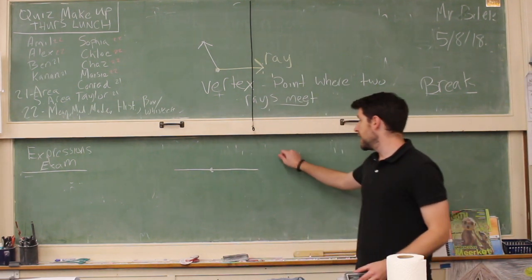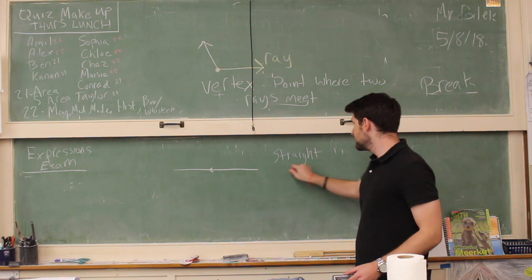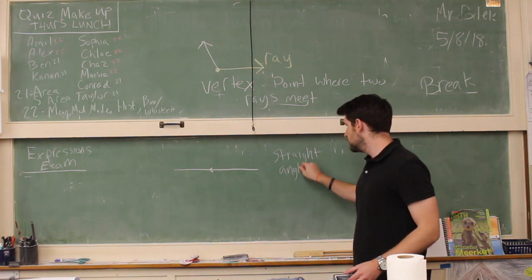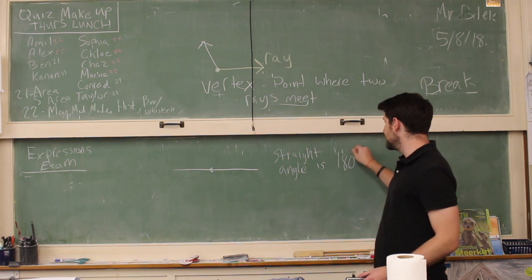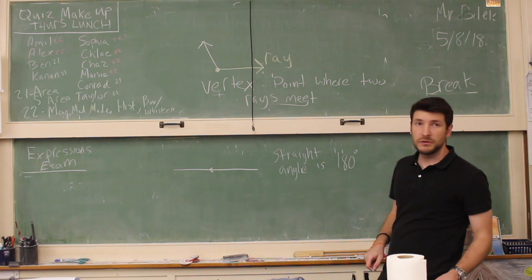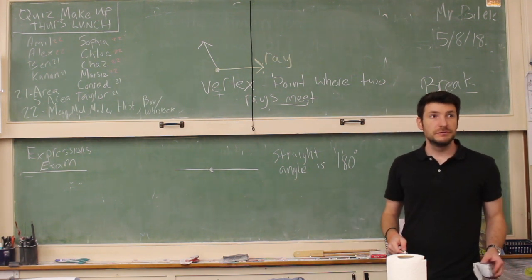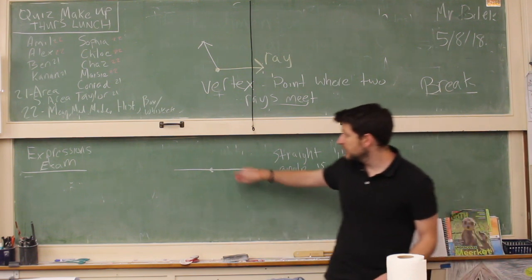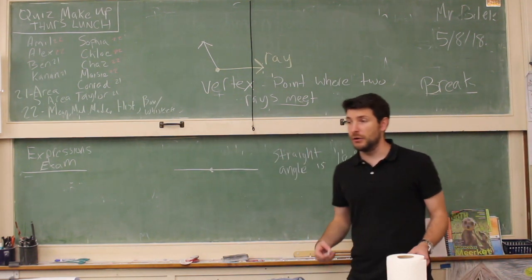This is a straight angle. And a straight angle measures 180 degrees. Notice that it is exactly double 90 degrees, which was my right angle, going straight up and down. But that's a straight angle. Okay?